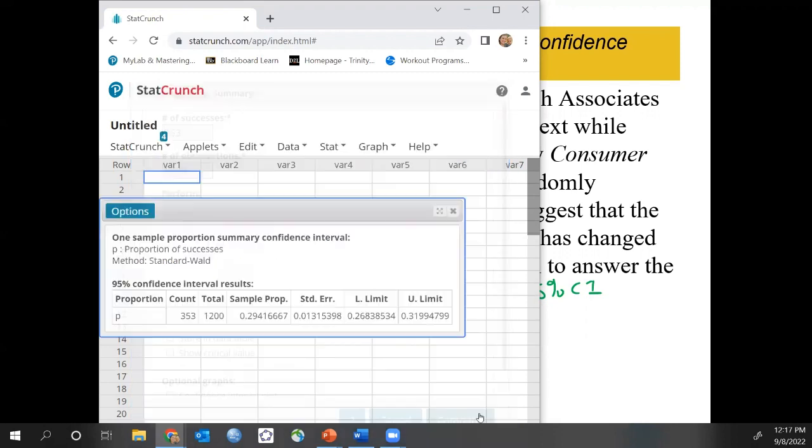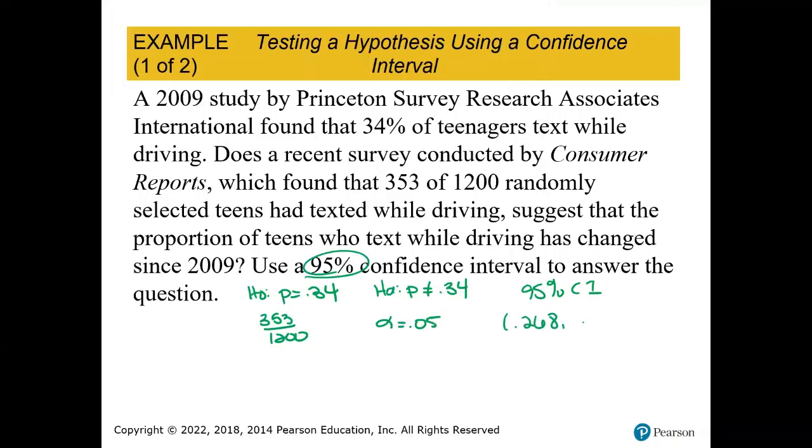First, doing the confidence interval, here's what I have. The confidence interval goes between, I'm going to write this down here, 0.268 and 0.320. This is where it's saying it will fall based on our survey. Status quo was 0.34. Is 0.34 inside of here? No, 0.34 is outside. What we have here is enough evidence to make our claim that it is now, in fact, different.